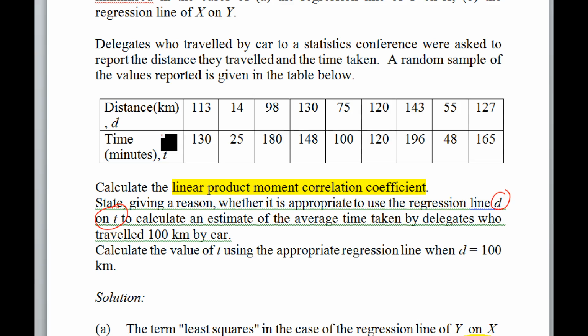It's not like a science experiment. When you do a science experiment, you say you control the time. 10 minutes, I collect weight. 20 minutes, I collect weight. That is controlled. The time is controlled. But in this case of data collection, the delegates are asked to report. Just report. Just like your H2 math score, H2 econ score, I ask you to report. There is no control variable. There is no independent variable. So in this case, if there's no independent variable, in order to find D equals to 100, and what is the T, you should use T on D, not D on T.